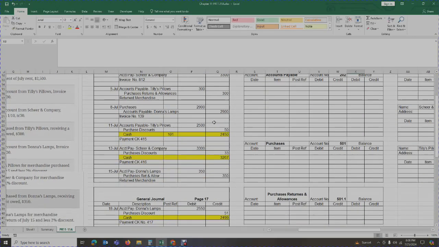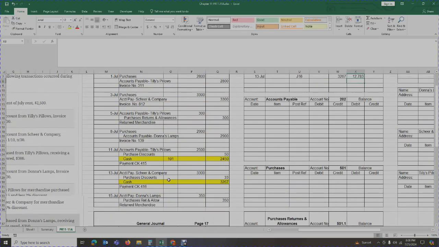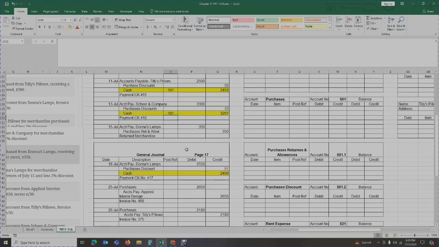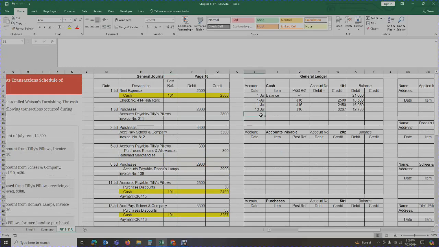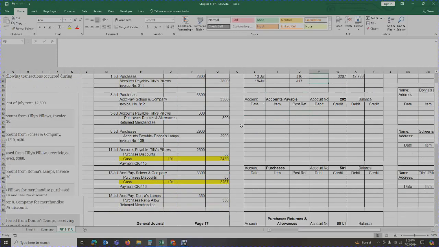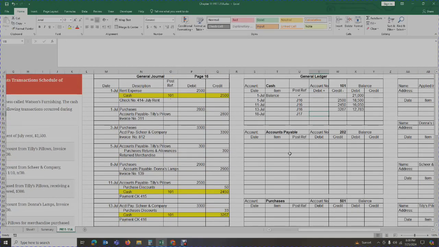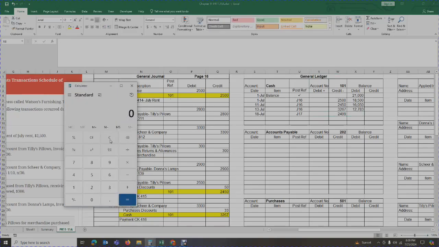And then last but not least, we need to go back and put 101 here. And then we've got one transaction on page 17. This is happening on July the 18th. This is journal 17, and the entry is for $24.99 credit. So we're going to get the $12,783 minus the $24.99. That's going to give me an ending balance of cash of $10,284.